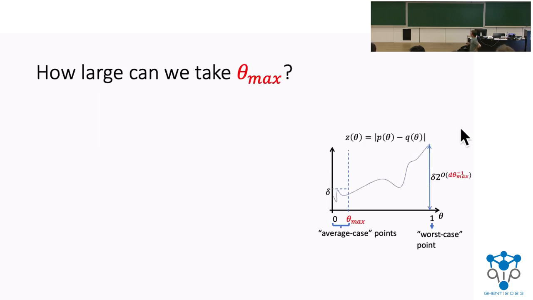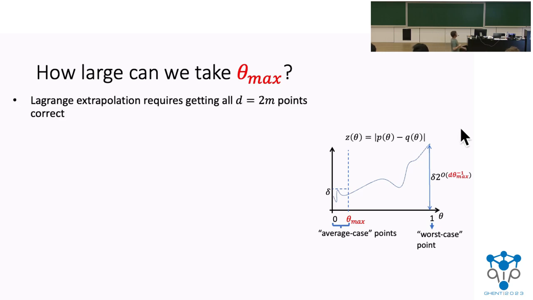Reducing the degree of the polynomial seems very tough, because the polynomial is given to us, set by the Feynman path integral. It's difficult to find what another polynomial would look like. But we should ask, what is setting our parameter for theta max? That's the width of the box. What is constraining that? Well, this naive polynomial extrapolation argument, which I'm calling Lagrange extrapolation, the polynomial extrapolation you learn in grade school, requires getting all 2m points exactly correct.